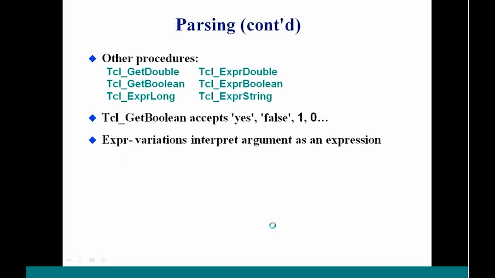Other useful procedures: Tcl_GetDouble, Tcl_ExprDouble, Tcl_GetBoolean, ExprLong, and ExprString. So the Tcl_GetBoolean accepts yes, false, 1, 0, etc. And EXPR is essentially like variations that interpret the argument as an expression.